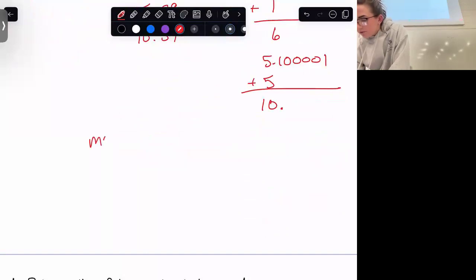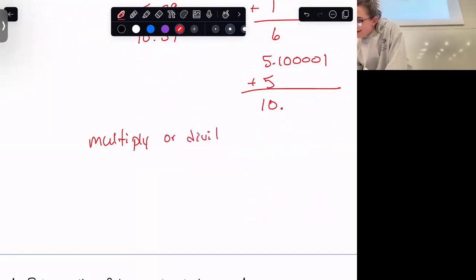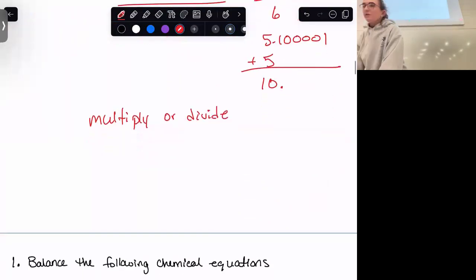Maybe this will help too after we talk about multiplying and dividing. So if we're multiplying or dividing, all right, what do we do with multiplication or division? The least number of significant figures.